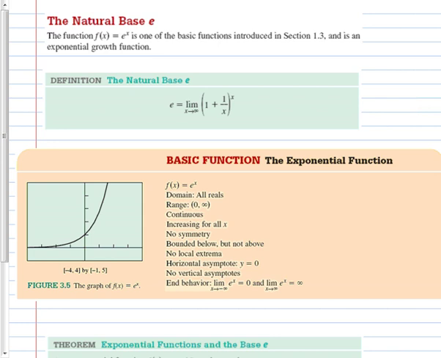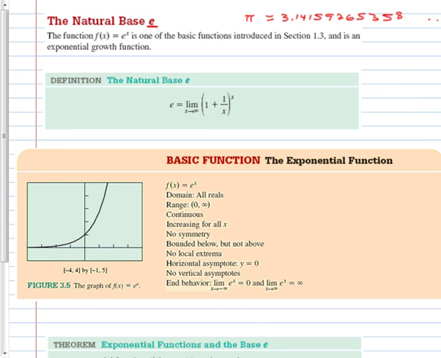Natural base e. We need to learn about this number. This is a number. We just use a symbol. Well, we know what that is. 3.14159265358. So pi is a number that comes from taking the circumference of a circle and dividing it by the diameter. Pi comes from a geometric relationship.